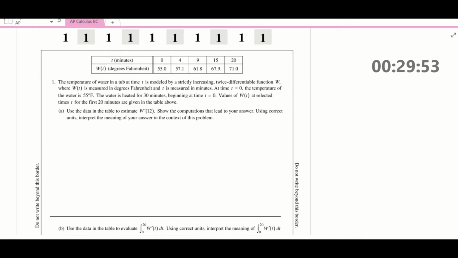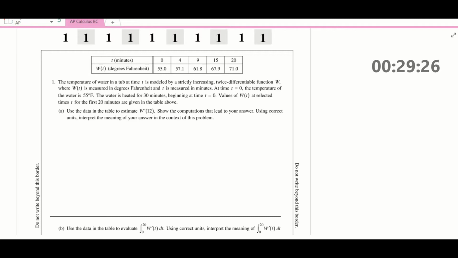All right, number 1. The temperature of water in a tub at time t is modeled by a strictly increasing twice differentiable function W, where W(t) is measured in degrees Fahrenheit and t is measured in minutes. At time t equals 0, the temperature of the water is 55 degrees Fahrenheit. The water is heated for 30 minutes, beginning at time t equals 0. Values of W(t) at selected times t for the first 20 minutes are given in the table above.